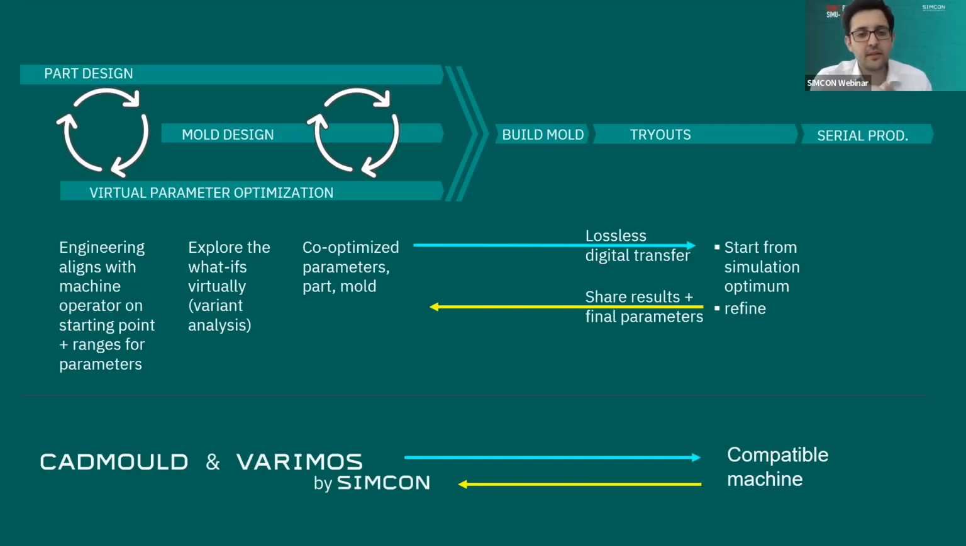These steps require or encourage a lossless digital transfer, so that all the information which is created in the engineering department goes to the machine operator and gets to the machine. One big next step would be that the results at the machine tryouts go back to the engineering, so they can share the results and then maybe also share the final parameters.